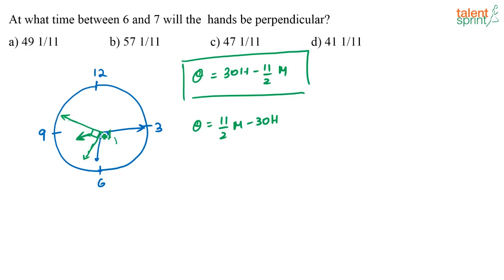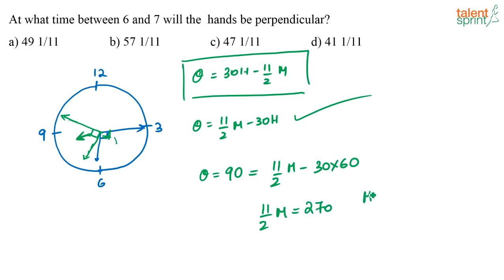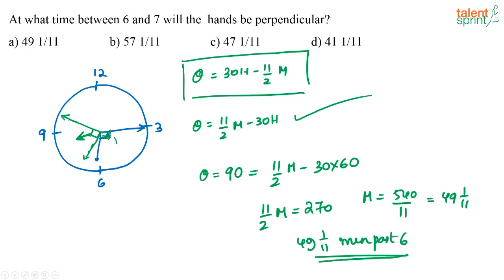So what is the formula that you will have to use? When I have to find out this angle, I can see that the minute hand is ahead of the hour hand. So if the minute hand is ahead of the hour hand, you use this formula. So what will you get? Theta is already equal to 90 degree, which is equal to 11 by 2m minus 30 into 6. You can say 11 by 2m is equal to 180 plus 90, that is 270, or m is equal to 540 by 11, which is equal to 49 1 by 11. So I can say that 49 1 by 11 minutes past 6, the angle between the hands of the clock will be perpendicular to each other. The correct answer that we are looking for here is option A, 49 1 by 11.